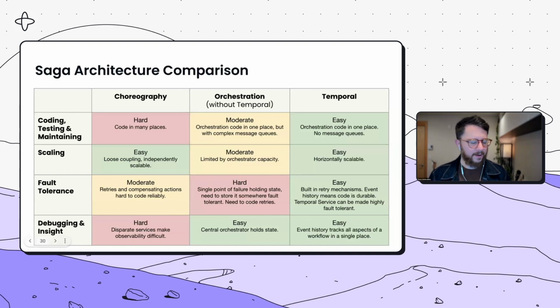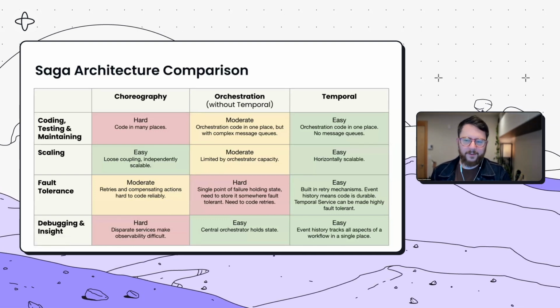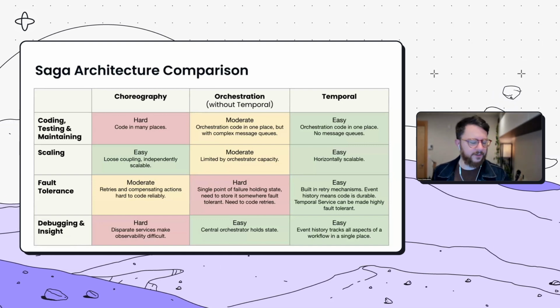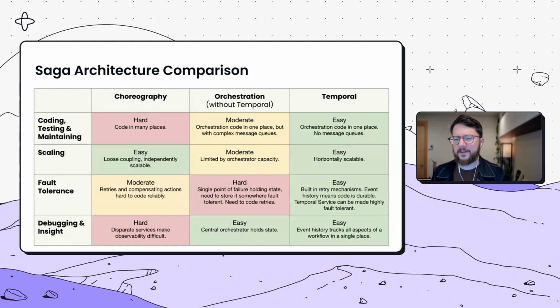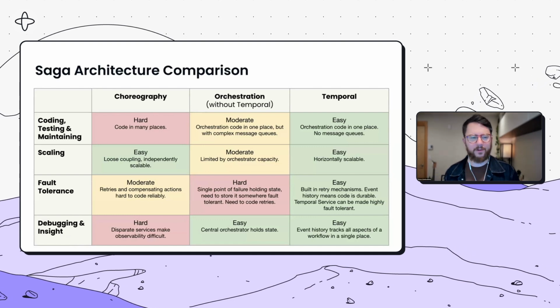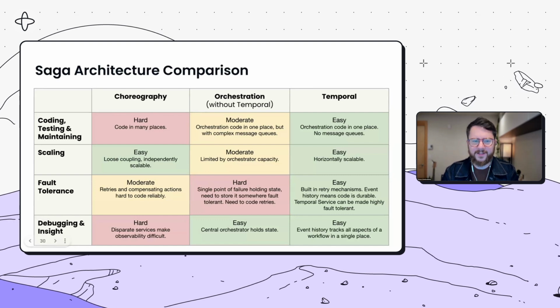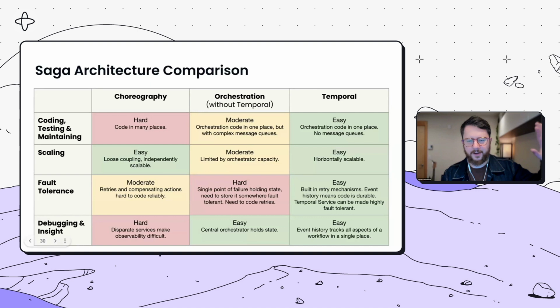All right, so I was thinking about what it's like to code sagas when you use choreography, or when you use what I consider traditional orchestration technologies, queues, state machines, state databases, that kind of thing, versus Temporal. And when it comes to coding, choreography is instantly difficult when you're trying to do sagas, because Saga code is going to be all over the place.